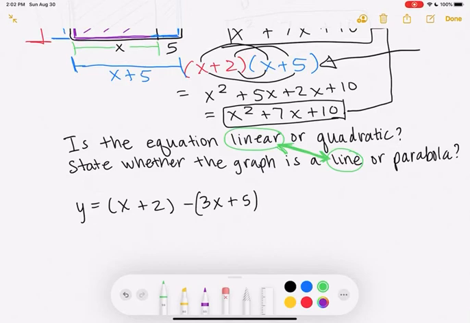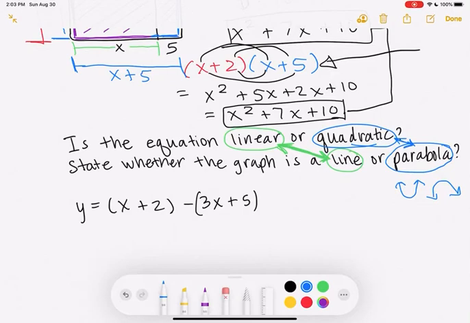A quadratic is the same thing as a parabola. Okay, so a quadratic equation, on the picture it looks like a parabola, which are those graphs that look like this, like a U or an upside down U. You know that it's a quadratic equation if the highest exponent is a 2.